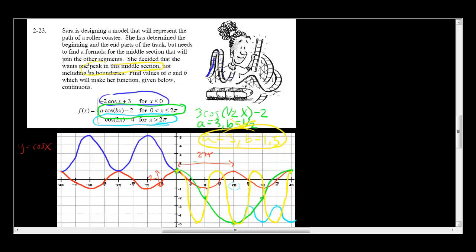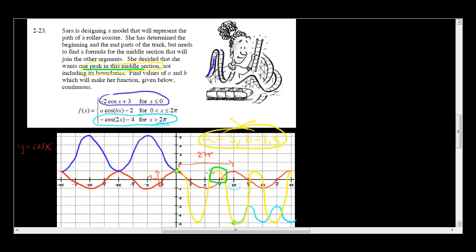But we have to look a little further and notice that in the question, Sarah wants one peak in the middle section. So that means we can't go with this. We cannot go with this because there's no peak. It just decreases all the way in green from x equals 0 to x equals 2 pi. So let's take that out, and we need to add in one peak. So here we have our peak right here.